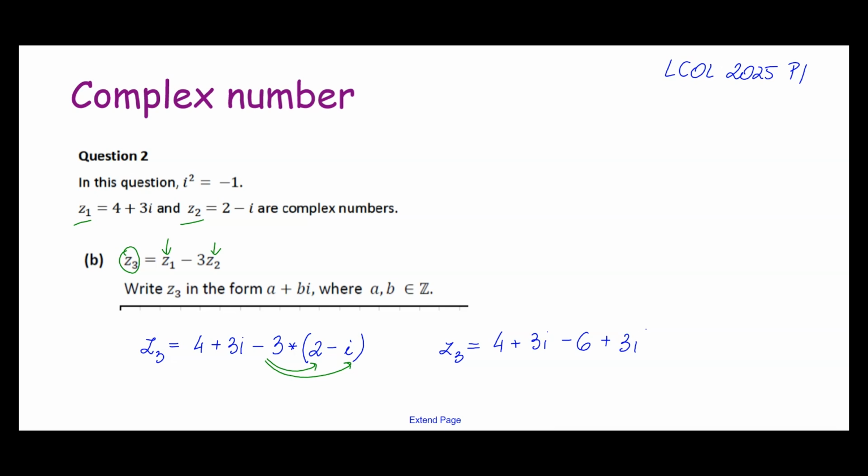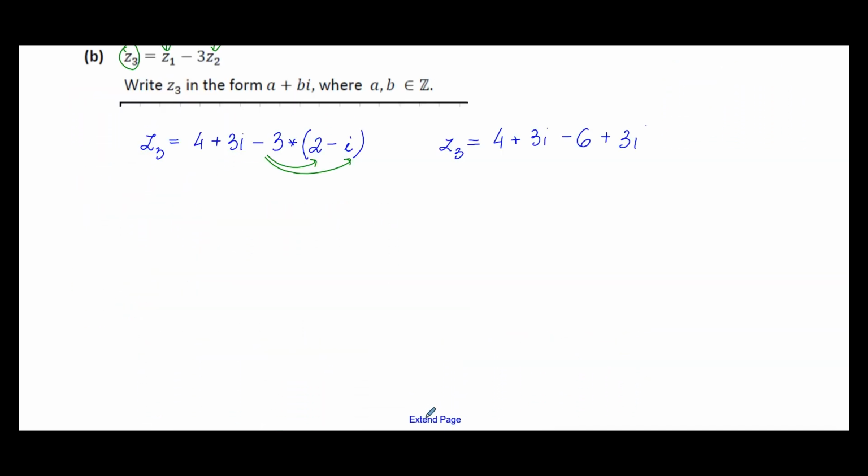What's the next thing we have to do? Well, we simplify it. The numbers that are real, that don't have i, so 4 minus 6 together, we're going to have minus 2. And then the imaginary numbers, so 3i and 3i together, we have 6i. So there it is, our complex number in the form that they were looking for.